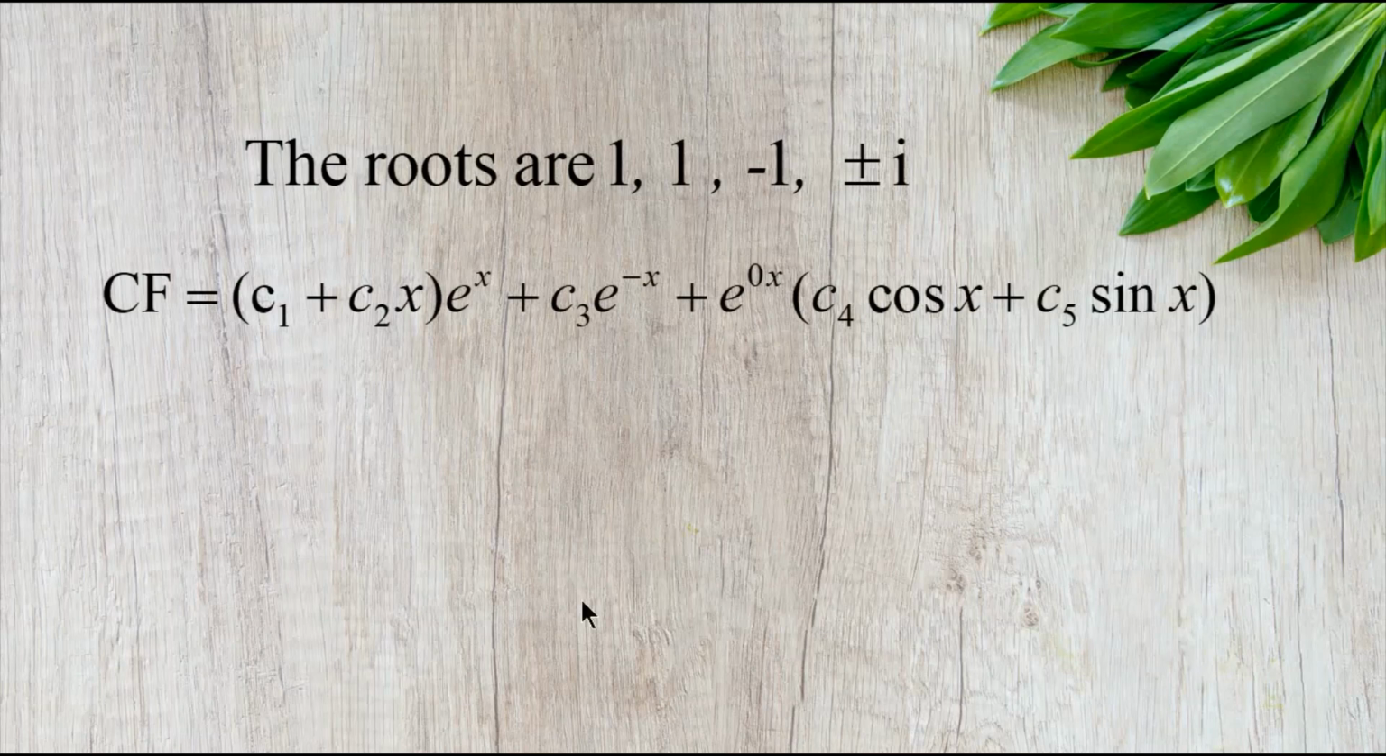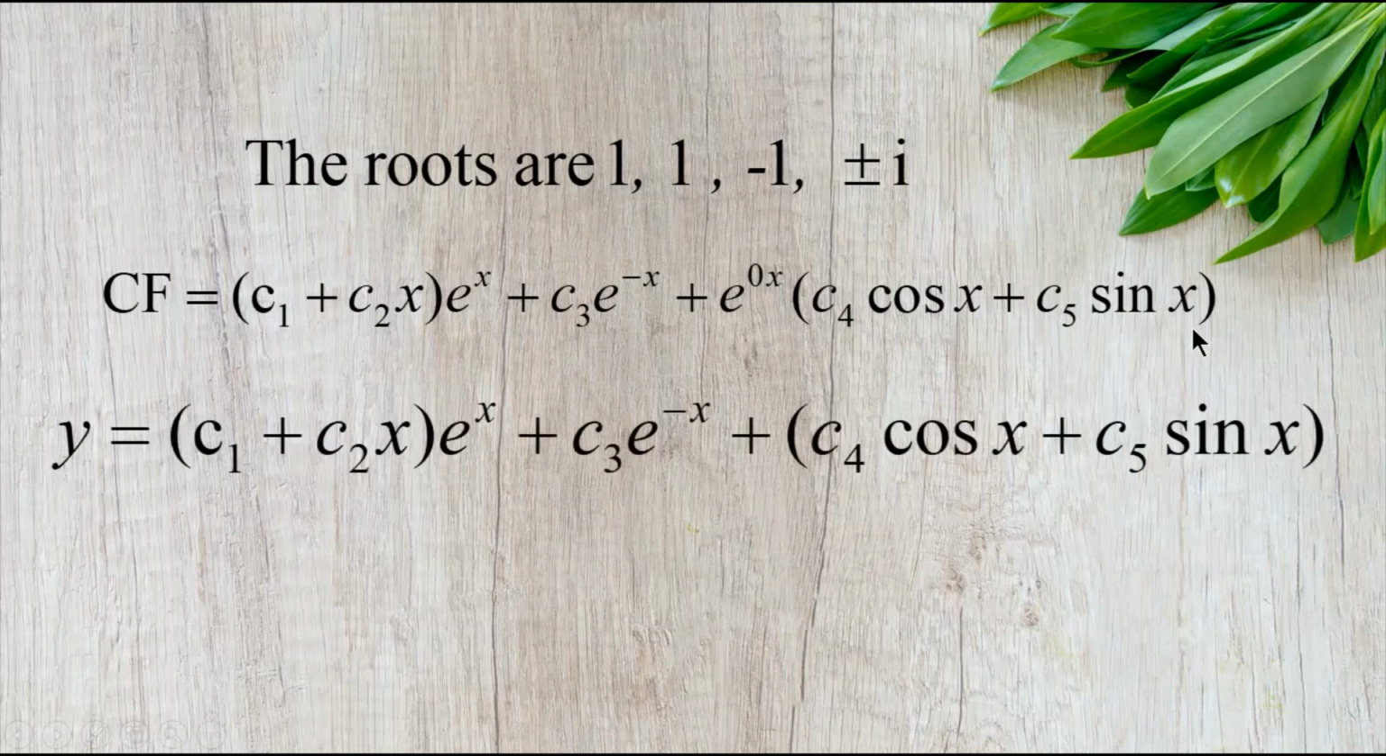Since 1 is repeated, that is the reason we have written a polynomial here. y = (C1 + C2 x) e^(1x) + C3 e^(-1x) + here there is no real part, it is 0, therefore e^(0x) (C4 cos x + C5 sin x).